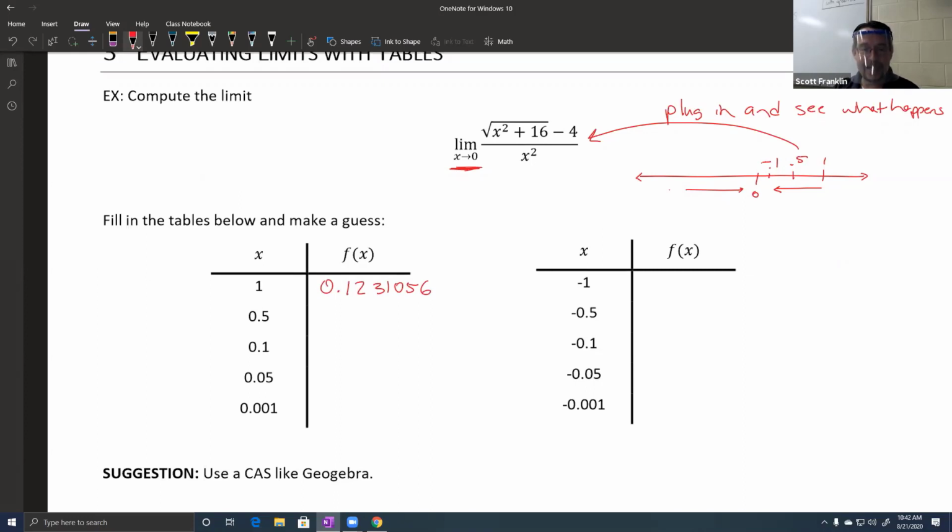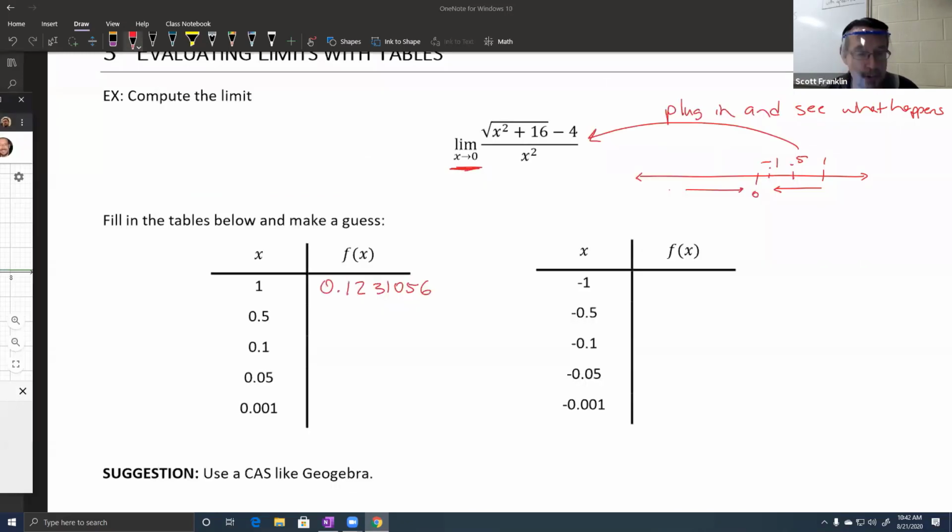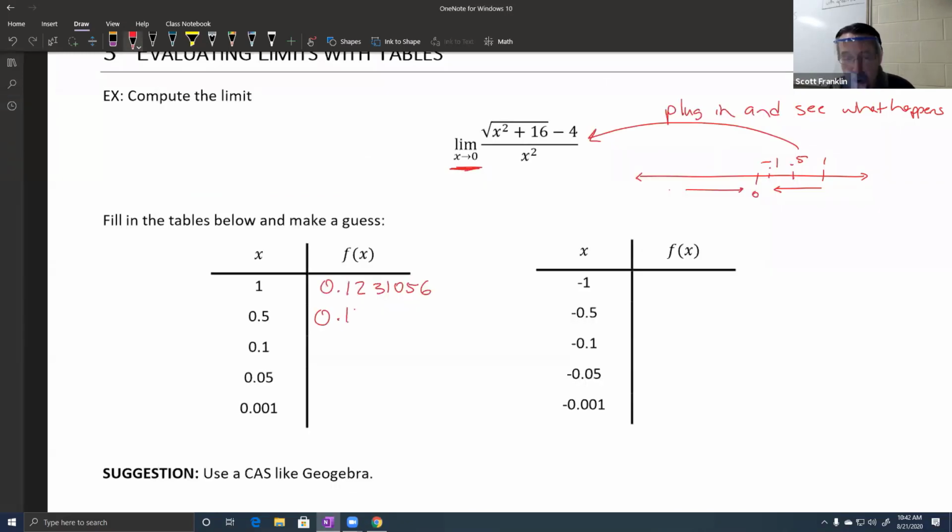If I repeat that same thing again, this is why I like using a computer algebra system. I can just now write f of 0.5. And I get another number. It just calculates it for me. That one is 0.1245155.